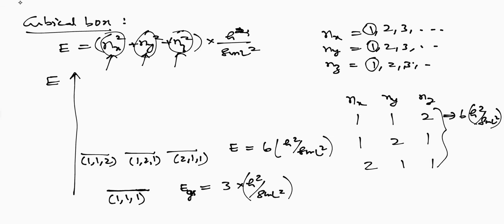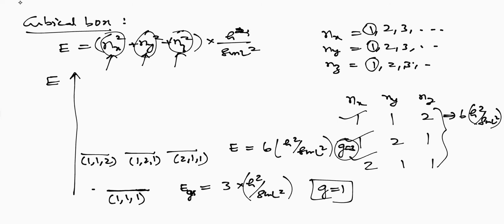What is the degeneracy of the ground level? In the ground level, we have only one state, so the degeneracy of the ground state is 1. What is the degeneracy of the first excited state? It is 3, because three combinations are possible. So we have three states, and g is equal to 3 for the first excited state. Like this, if you go to the higher levels, you'll get many states.